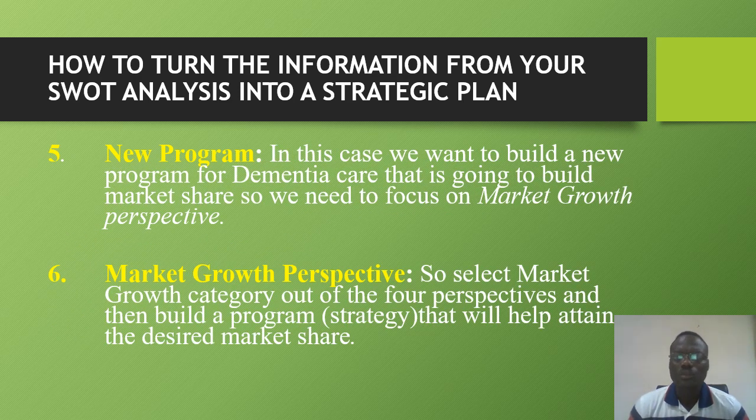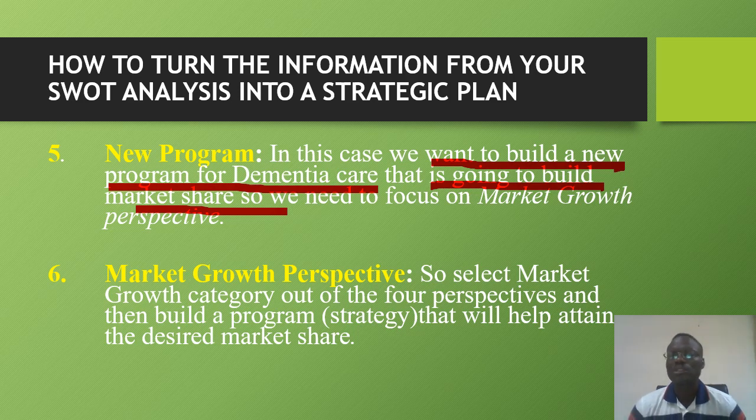Then you move on to the next new program. What is going to be the new program now? In this case, we want to build a new program for dementia care that is going to build market share, so we need to focus on the market growth perspective. So now you are looking at the balanced scorecard where market growth was mentioned. Out of 4 items, market growth was one of them. So we didn't pick on the financial, we didn't pick on the others, we are just picking on the market growth perspective. Out of these 4, we are trying to push market growth using reputation and dementia care.